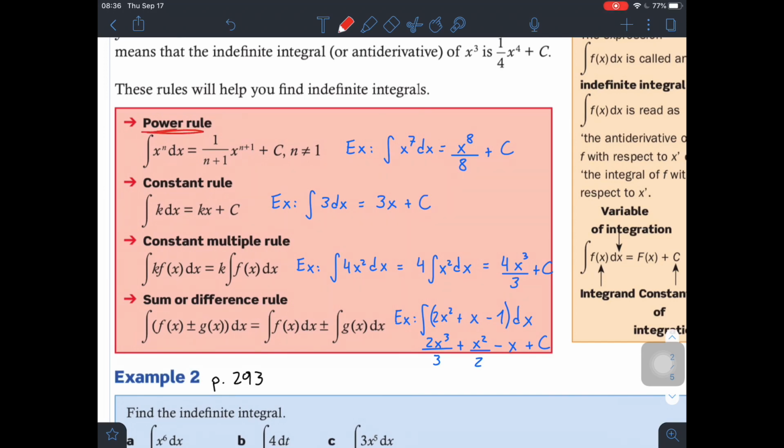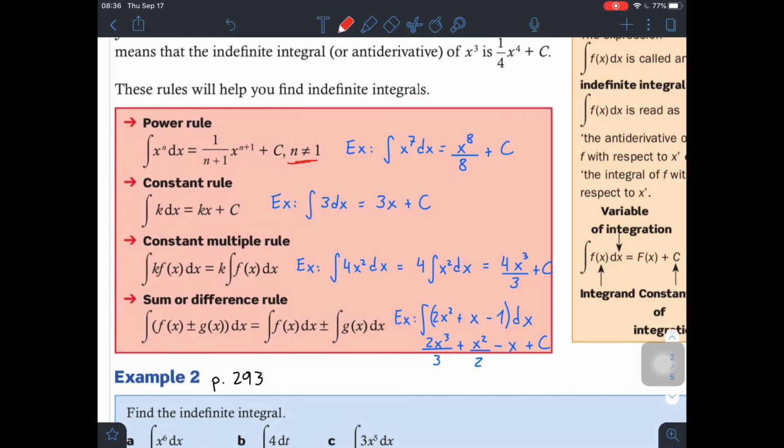The first is the power rule, right? If we have the integral of x to the power of n dx, then the integral of this expression is raising the exponent by 1 and dividing the whole expression by the new exponent, right? So 1 over n plus 1 times x to the power of n plus 1 plus c, where n must be a number different from 1.